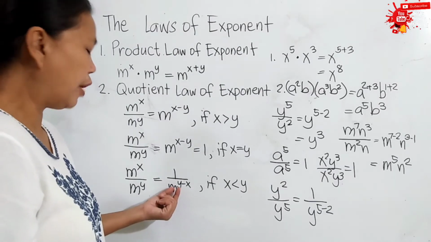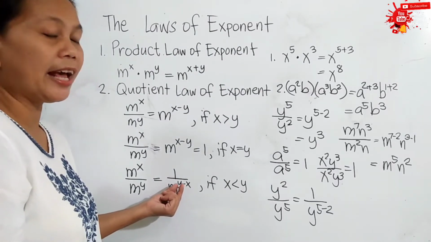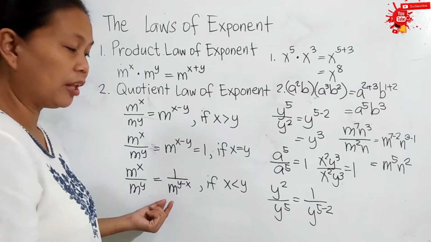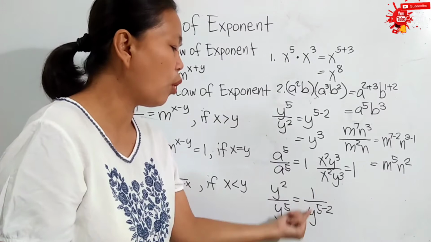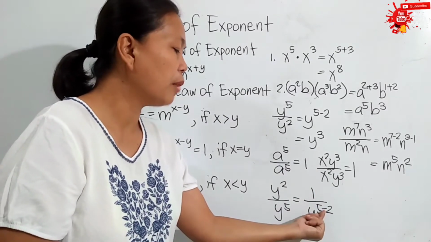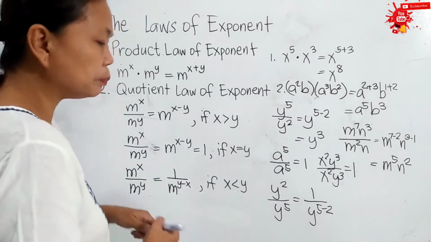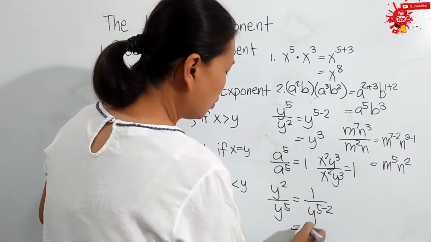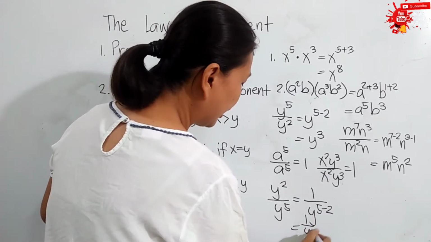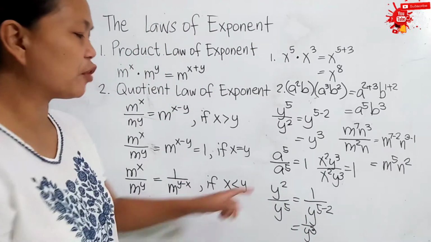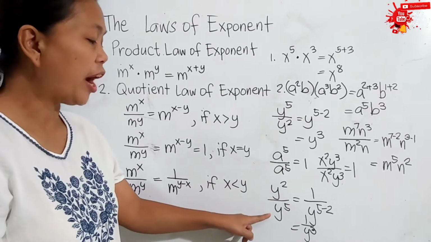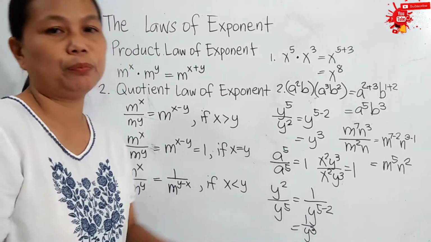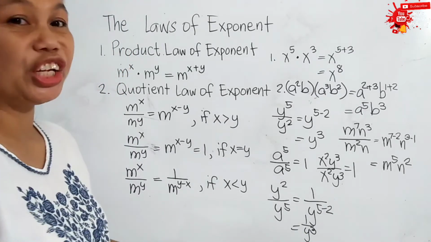So y minus x, where y is the exponent of the variable in the denominator. That's why we have here 1 over y raised to 5 minus 2. Okay? And if we simplify it, it will be equal to 1 over y cubed. So the answer for y squared over y raised to 5 is equal to 1 over y cubed. Okay? So now let's have another case.